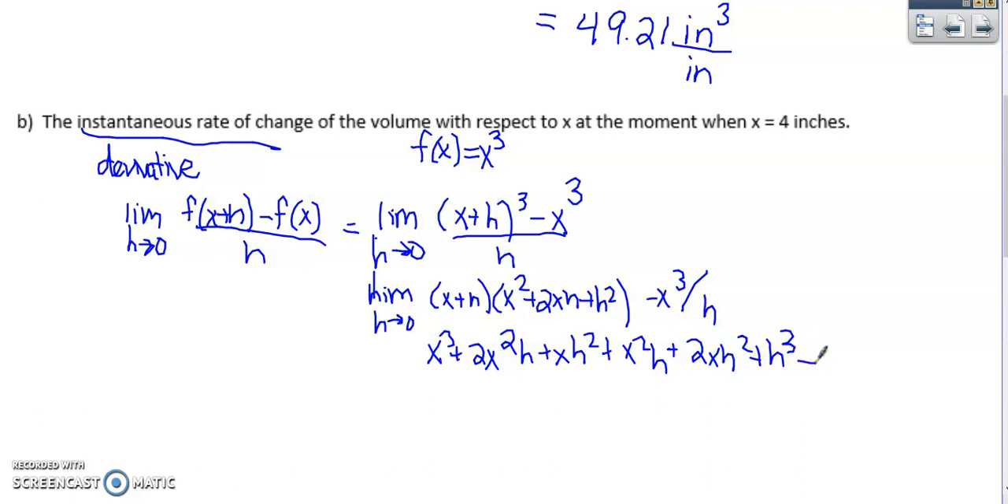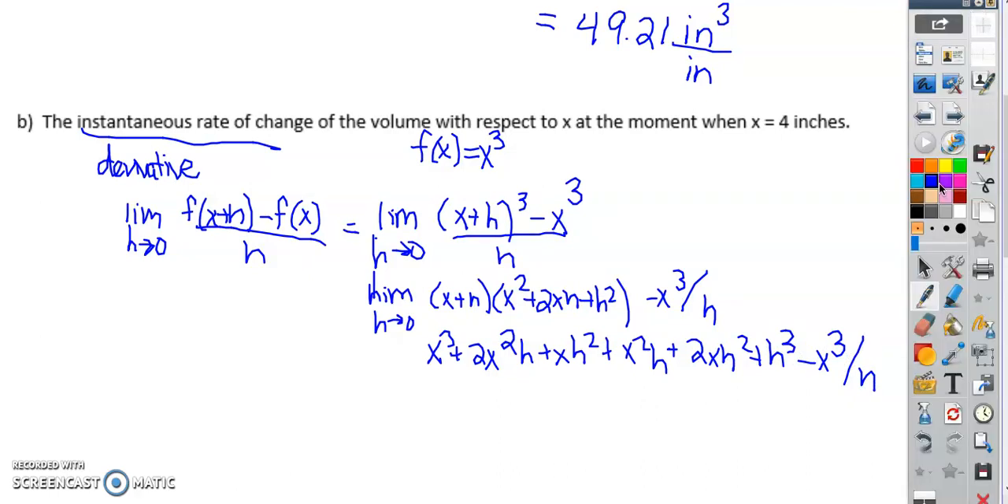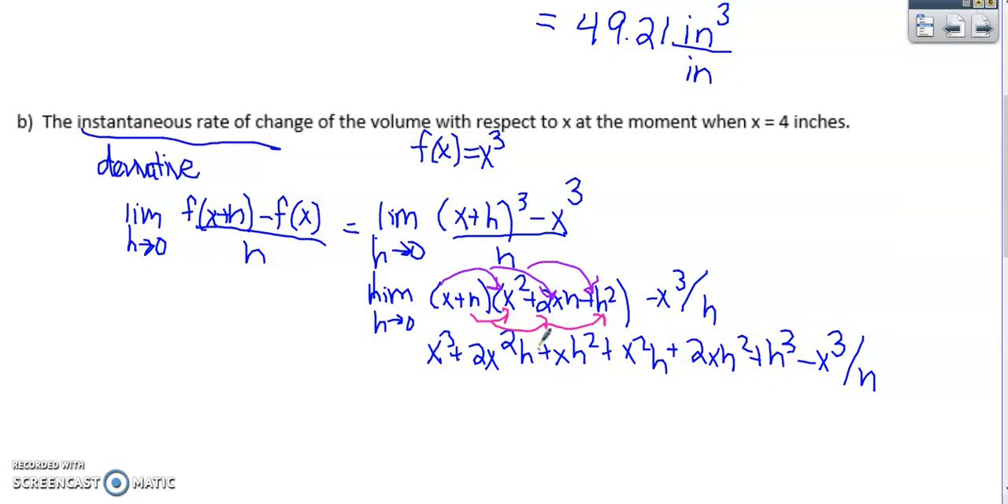Whew! And then I subtract x cubed, and it's all over h. Now, if that got confusing to you at all, here's what I was doing. I was giving out the x to each of these terms, right? And then I was giving out the h to each of these terms. And here I think it's just being careful. I saw really good, careful work in the submissions that I saw. And that's what you need to keep up.